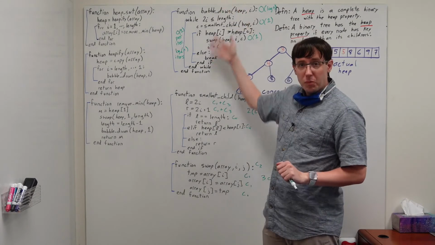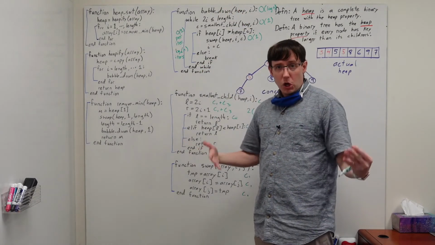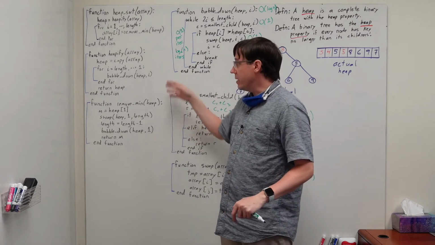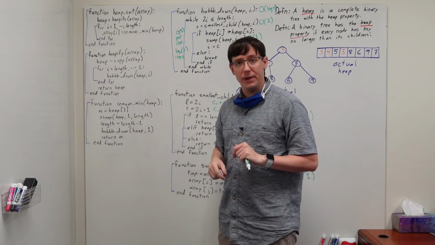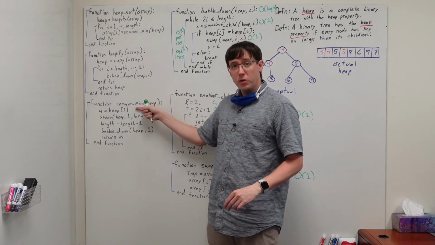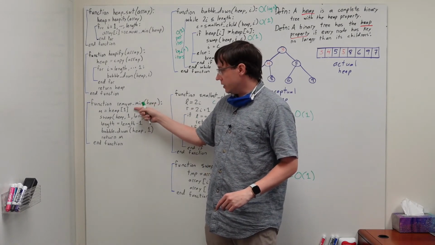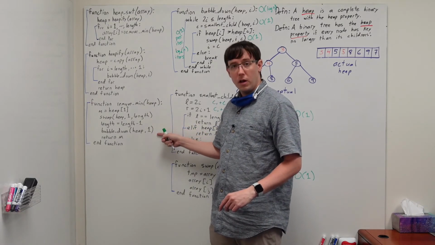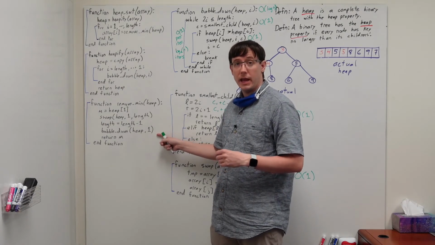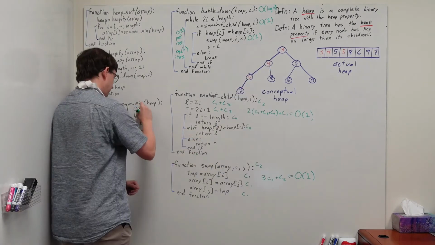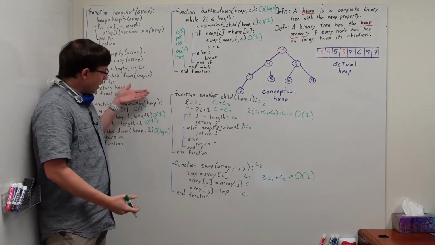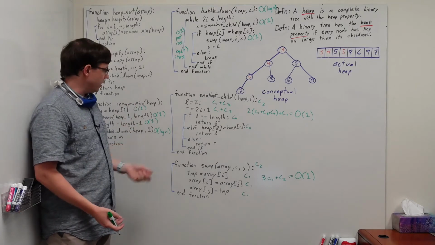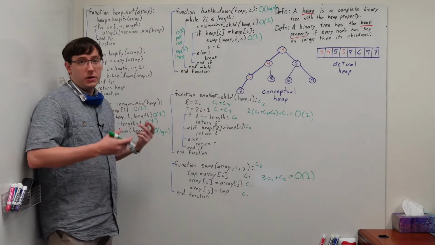Now that we know that bubble down does big O of log n work, we can think about the running time for remove min and heapify that call bubble down. The lines of remove min do constant, constant, constant amounts of work, and then we call bubble down that does a logarithmic amount of work. And when we add all of those up, in total, our remove min function will have done big O of log n work.